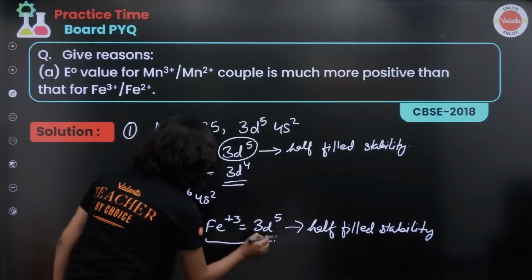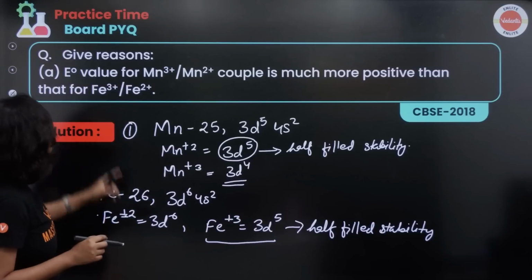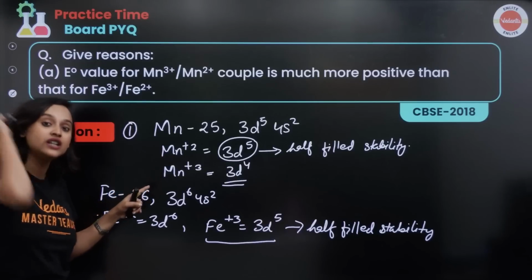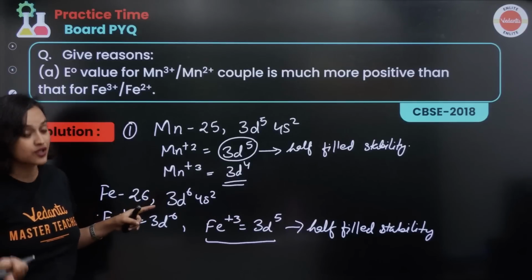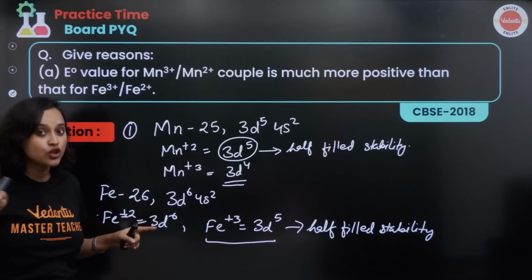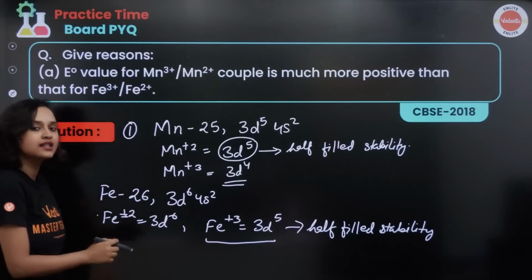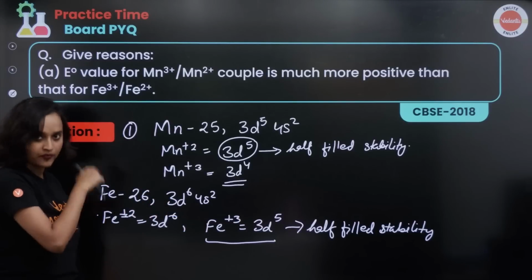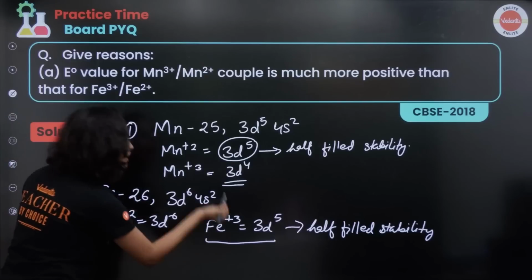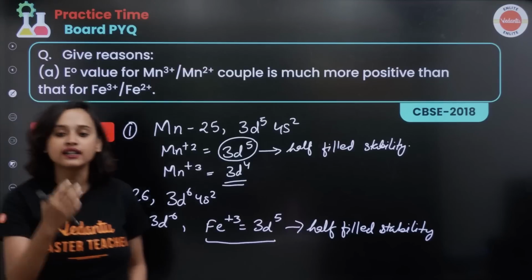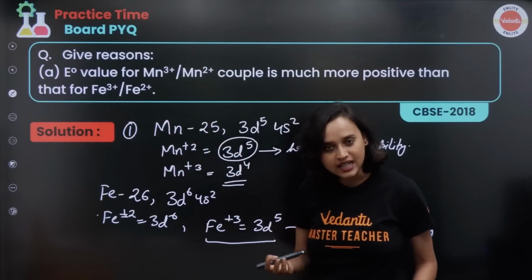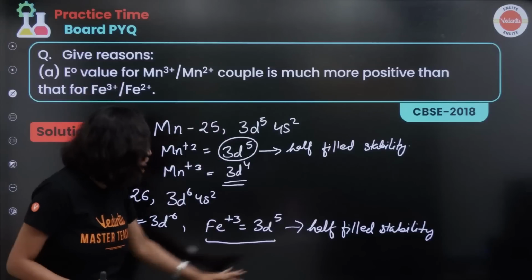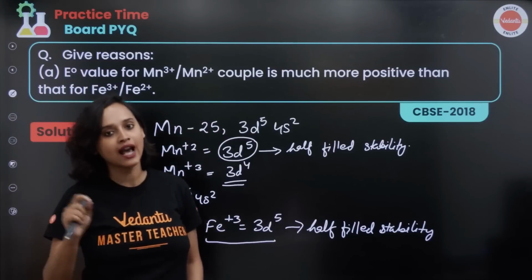Go to the Fe3+ 3d5 half-filled stability, which is why you will see that Mn2+ does not have the tendency to leave this half-filled stability and go to Mn3+, which is why it is more positive. It does not want to go. But here, Fe2+ wants to get converted to Fe3+ so that it can attain the half-filled stability. Understood? That is the reason. So you will have to do this, write it, and then explain it as well.